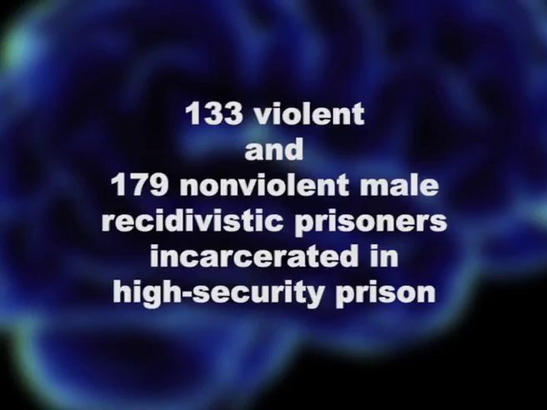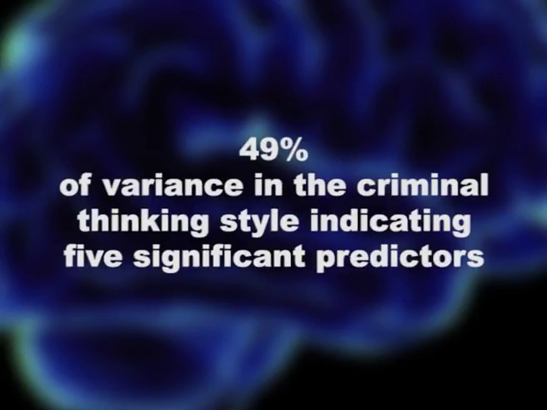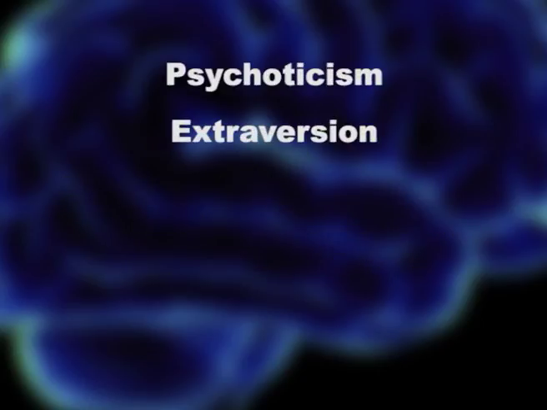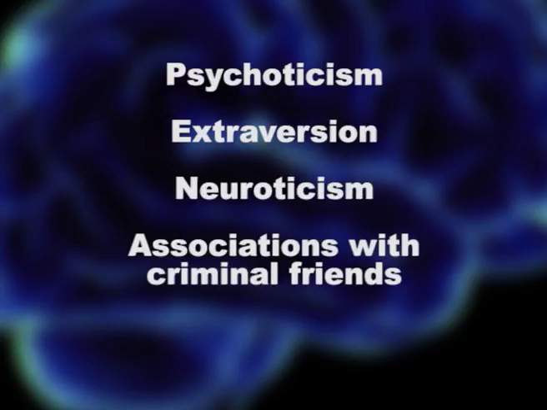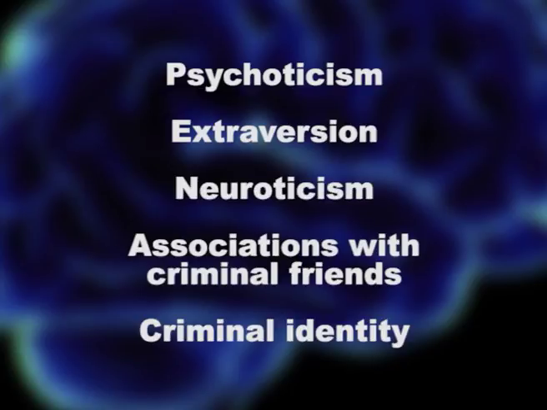This study investigated the impact of personality traits, that is Eysenck's model, on criminal thinking style using propensity score matching methodology. The research is based on 133 violent and 179 non-violent male recidivistic prisoners incarcerated in a high security prison. A post-matching multiple regression model explained 49% of variance in the criminal thinking style, indicating 5 significant predictors: psychoticism, extraversion, neuroticism, associations with criminal friends and criminal identity.